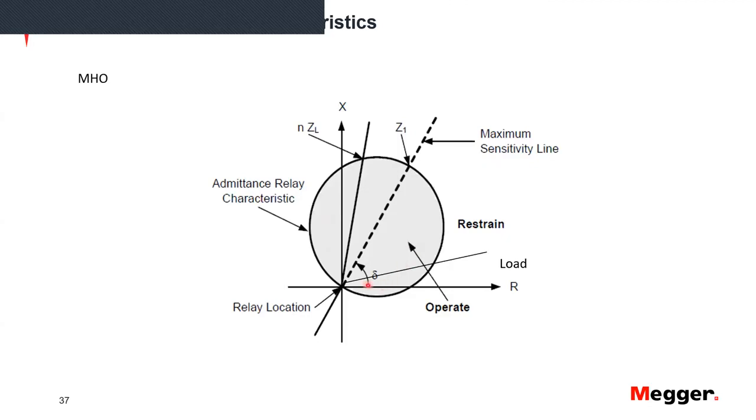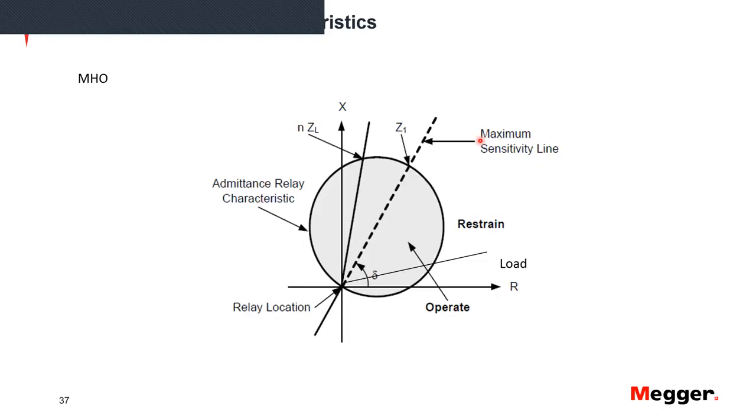Now, this angle that I have here, that's called the maximum sensitivity line. In some relays, it will be called the maximum torque angle. It's still called maximum torque angle even in microprocessor relays.